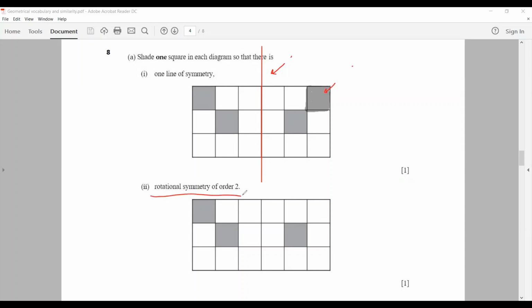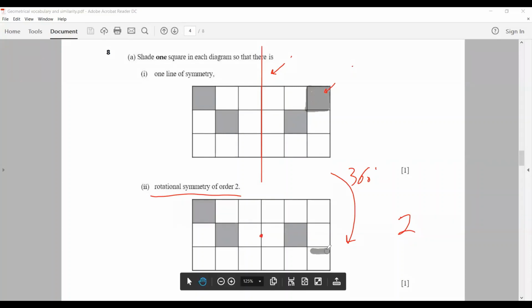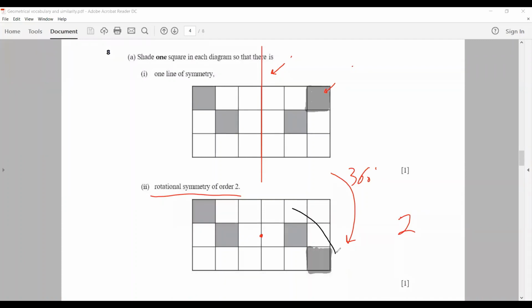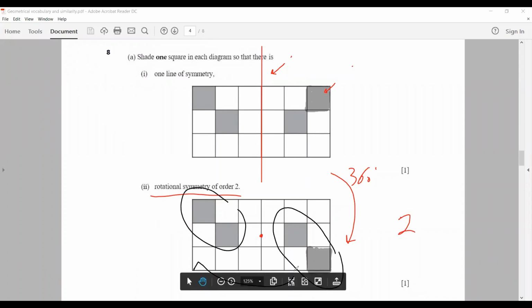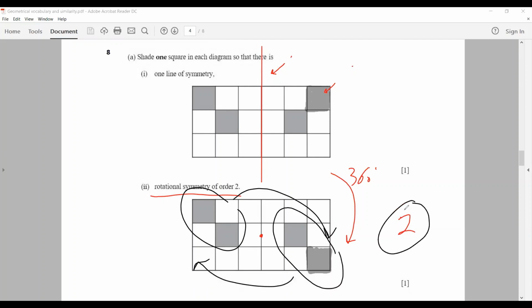The next part, rotational symmetry of order 2. So this is the center, and if you start rotating this rectangle around its center, we want to match the original shape 2 times as we rotate it 360 degrees, or 1 complete revolution. So I think it's quite obvious which square I have to shade. It's here, right? If you rotate it 180 degrees, this thing goes here, and this thing goes here, and then another 180 degrees. So the order is 2 basically.